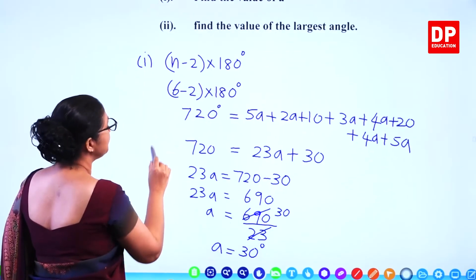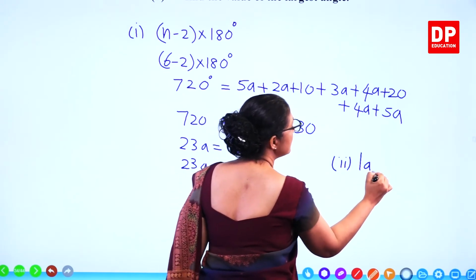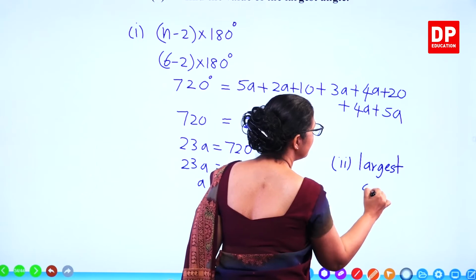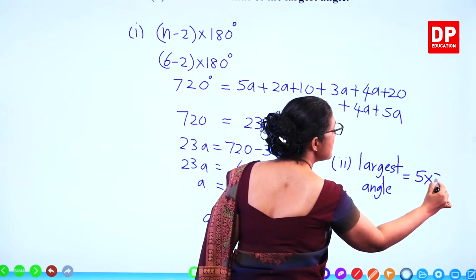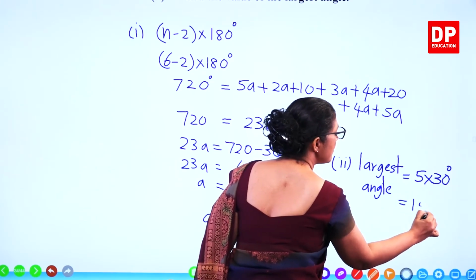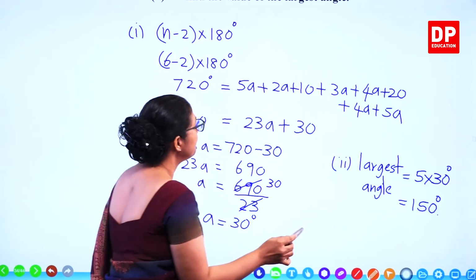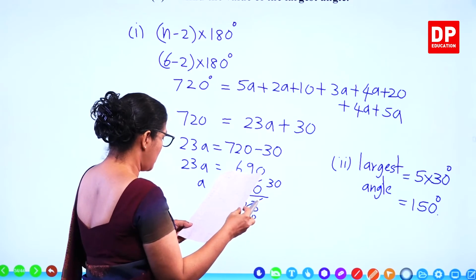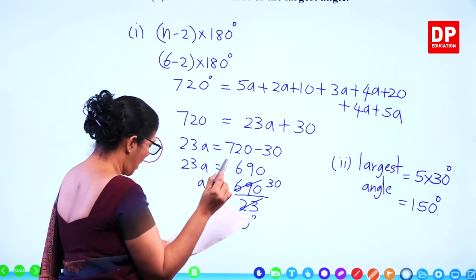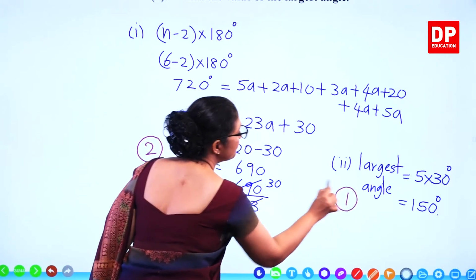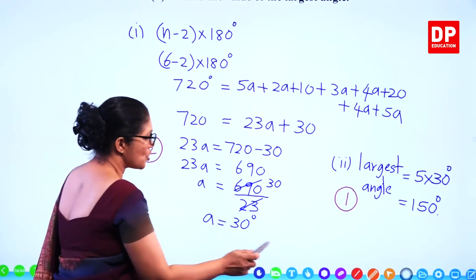So we can write part 2, largest angle. 5A, 5 times 30, that's 150 degrees. So how many marks for each step? According to this one, you are getting 2 marks for finding A and 150 just 1 mark. So we gave earlier 7 and these 3 marks, 10 marks for that question.